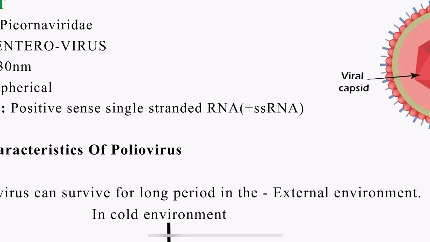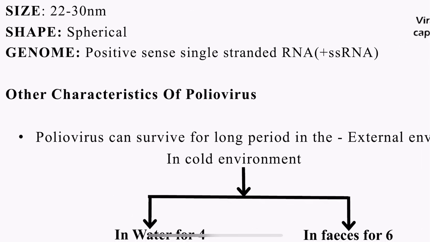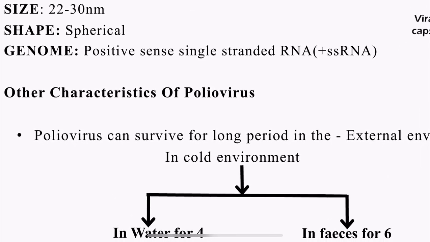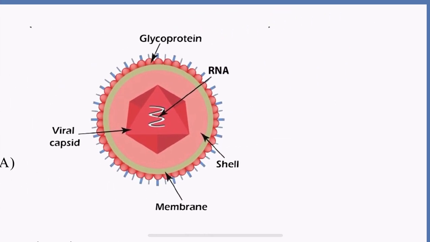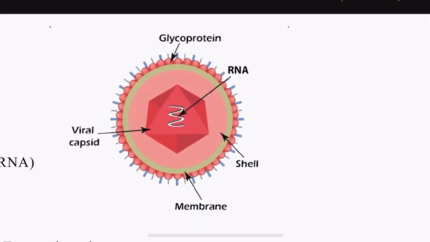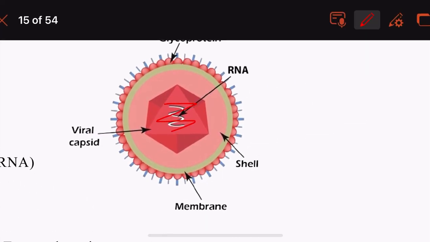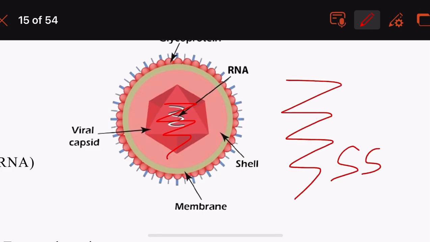It is spherical in shape. The genome is a positive sense single-stranded RNA. So the single-stranded RNA is shown here in the picture. It is a positive sense single-stranded RNA. Okay.